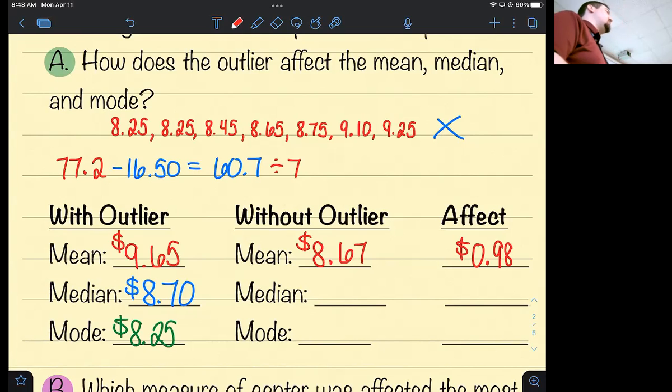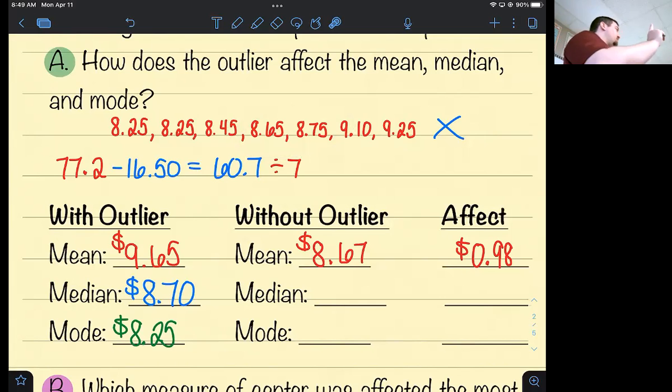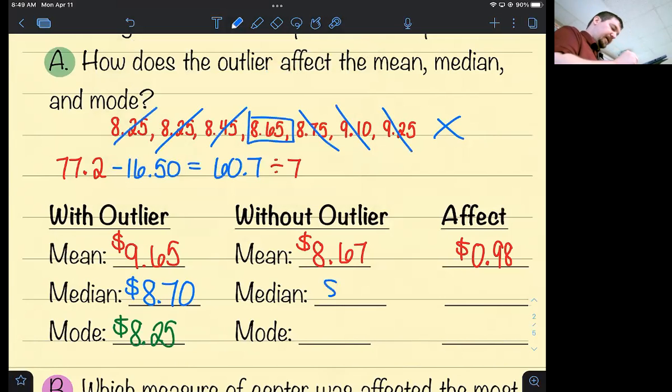Remember, our old median was $8.70 because it was between these two, right? Now, because there's only 7 and 7's odd, there's not going to be 2 numbers in the middle. There'll just be 1 number in the middle. What is that 1 number in the middle? Yeah, 8.65 will be our 1 number in the middle. So our new median is just $8.65. How much did our median go down by?